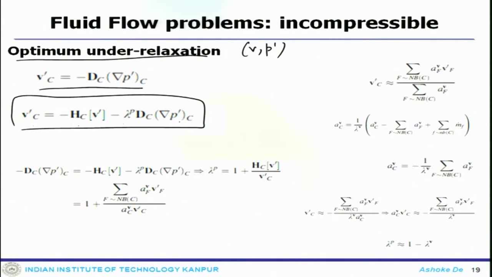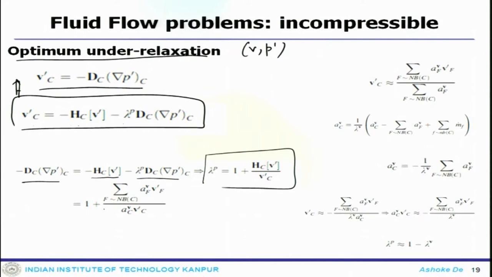And now, if you equate these two equations, one can write minus d_c delta p prime equals minus H_c V prime minus lambda, which will provide lambda_p equals to this. So, the SIMPLEC algorithm eliminated the need for under-relaxation of pressure corrections and results in an optimum acceleration rate.